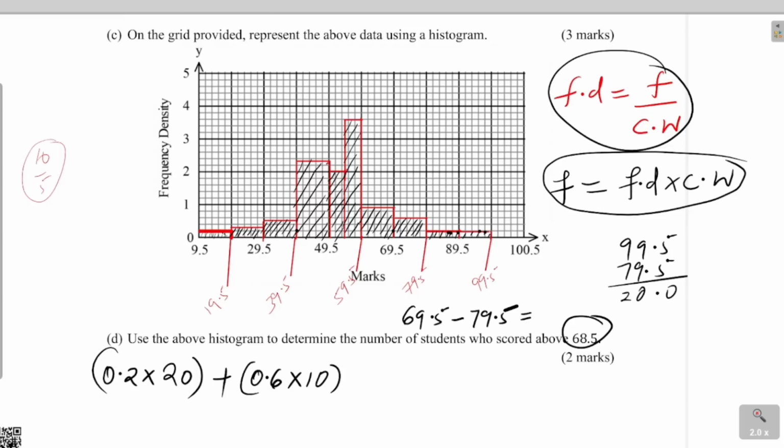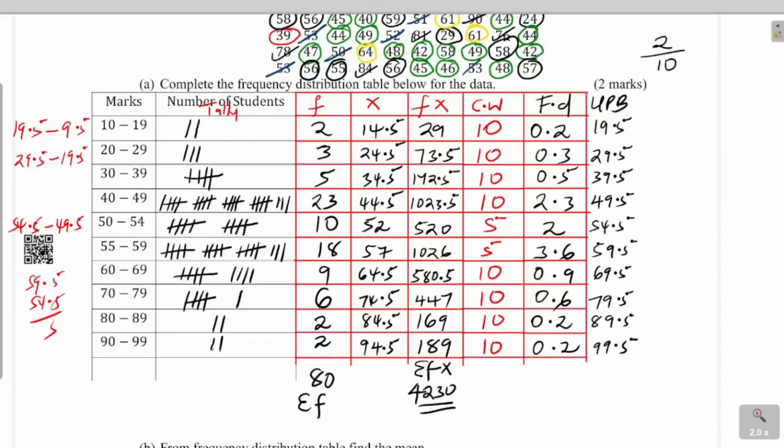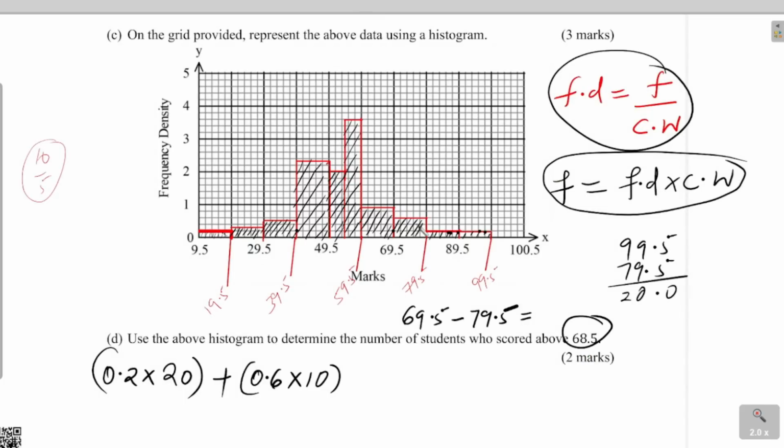So the number of students there will be given by the frequency density, from 69.5 to 79.5. Even when you go to the table, you find it is 0.6. You can even read it from the graph directly. Then multiply by the class width.